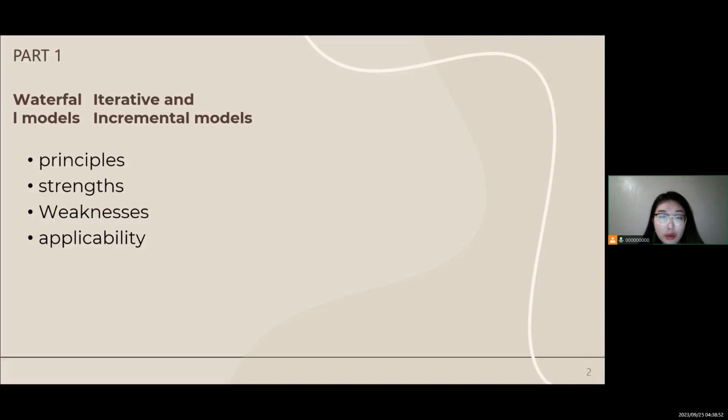May require more experienced staff as less exact planning is available. The system architecture must be well planned to facilitate change. Generally more difficult to use than the waterfall model. And the last is applicability.